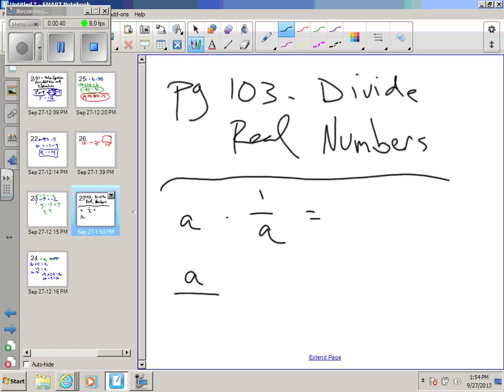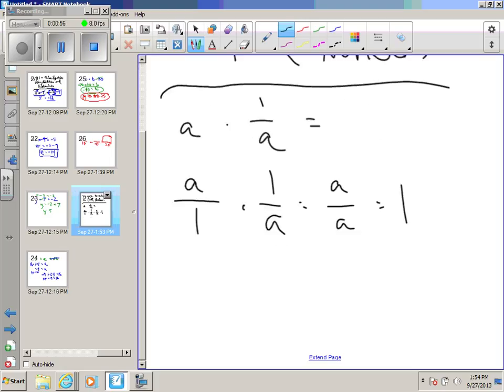If we have fractions, a over 1 times 1 over a, that's a over a, which doesn't equal a, it equals 1. For example, a reciprocal is like a multiplicative inverse in itself. So that's why we say, okay, 5 times 1/5, that's 5 over 5, which doesn't equal 5. It equals 1. Yes? Just 1.